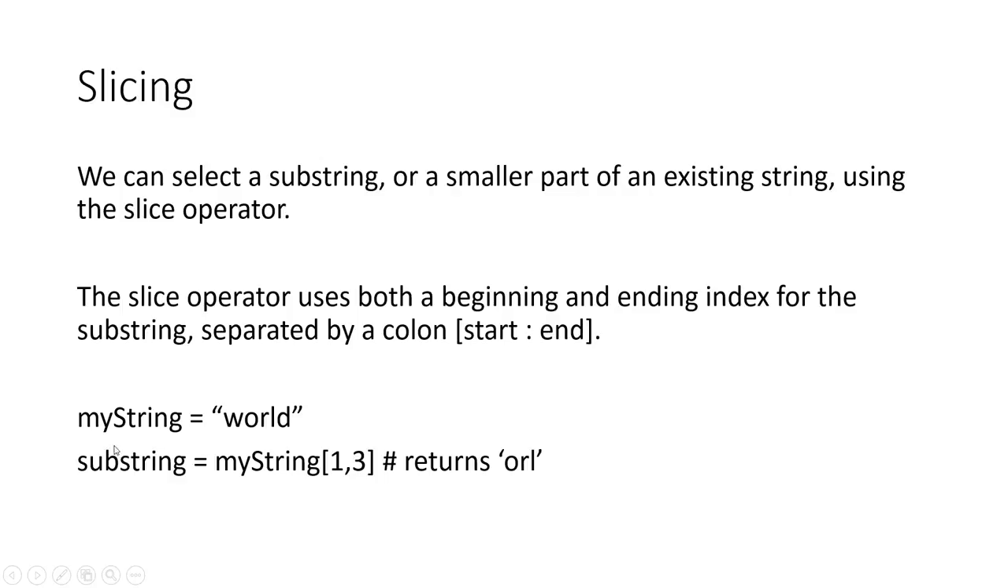So for example, if we created a string for the text world, we could then use slicing, and pardon my typo here, this should be a colon, but we can reference that string and use 1 and then colon 3, and that would return ORL, because remember, strings are 0 indexed, so the 0 index is W, the 1 index where we start is O, and we go until the ending index of 3, so 1, 2, 3 is ORL.